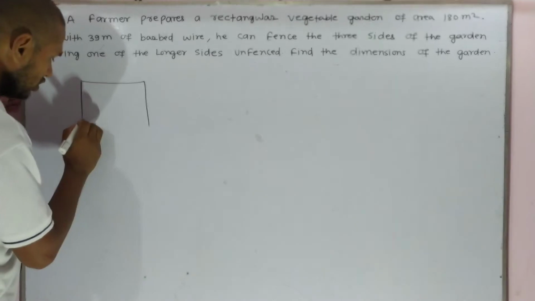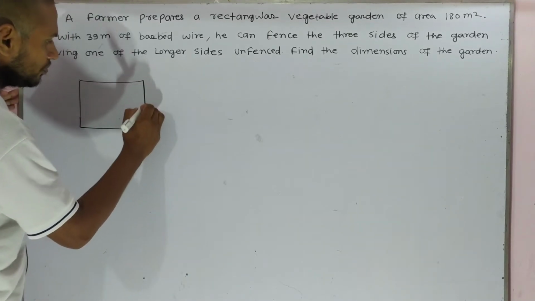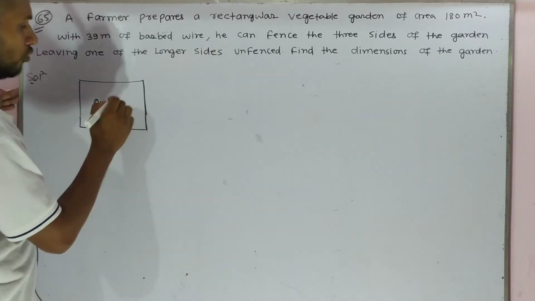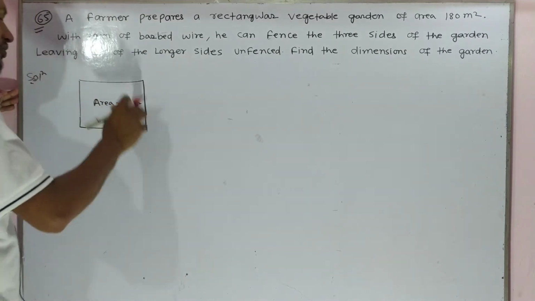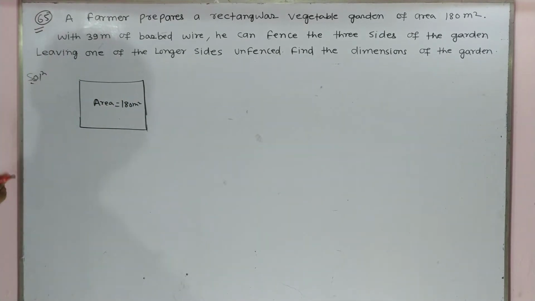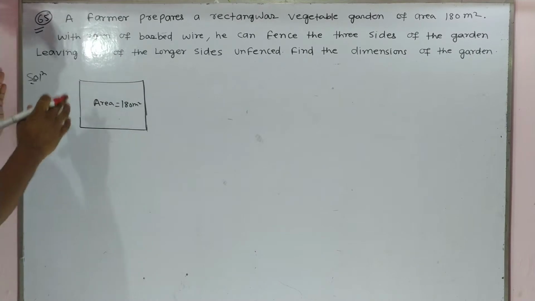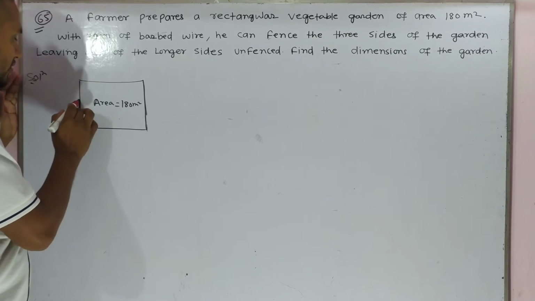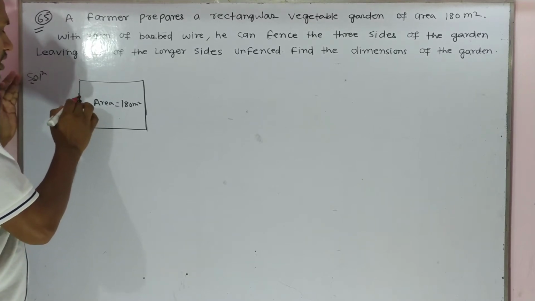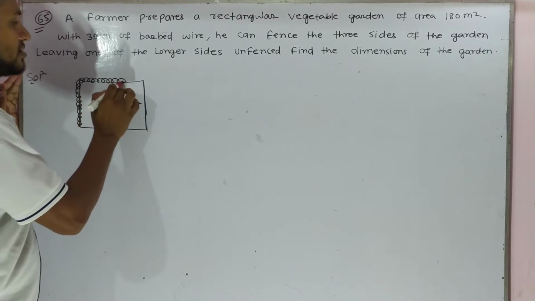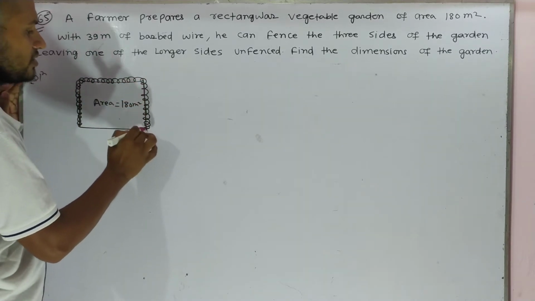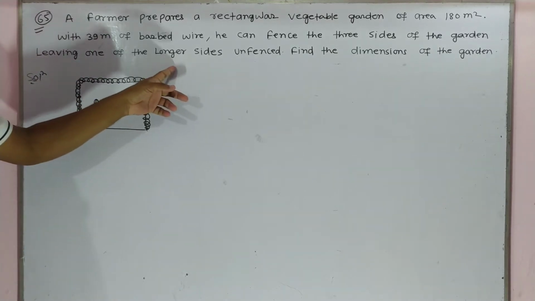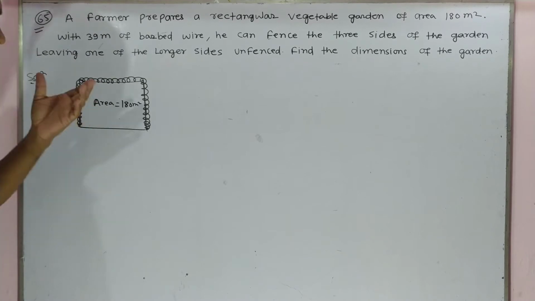Suppose this is the rectangular field prepared by the farmer. The area of this field is 180 meters square, and the total length of the wire is 39 meters. The farmer is fencing three sides and leaving one side open, the longer side.